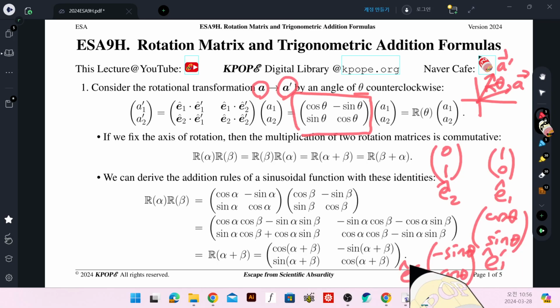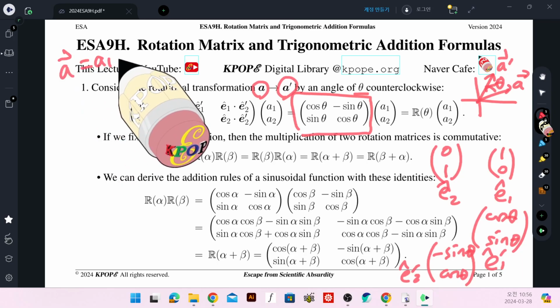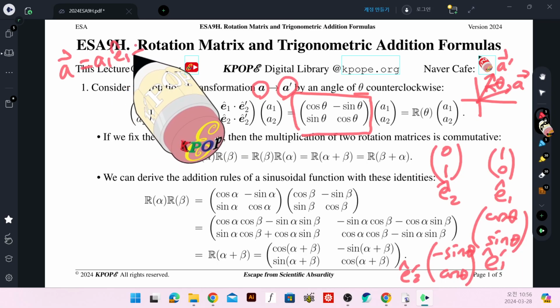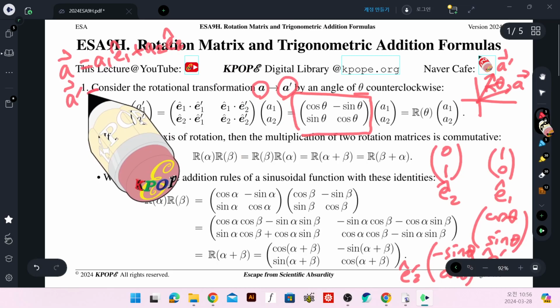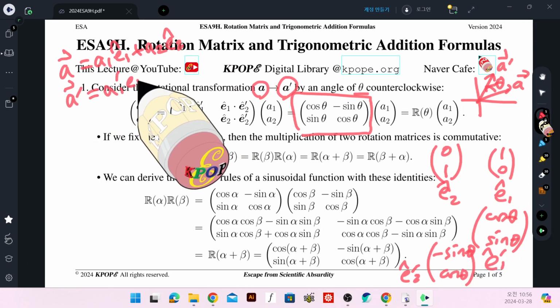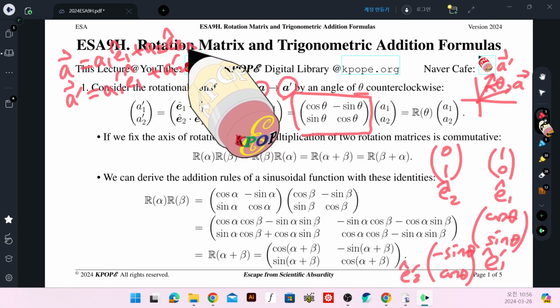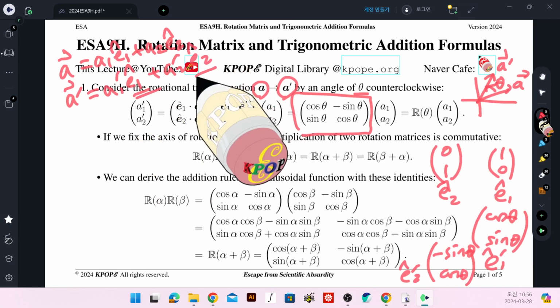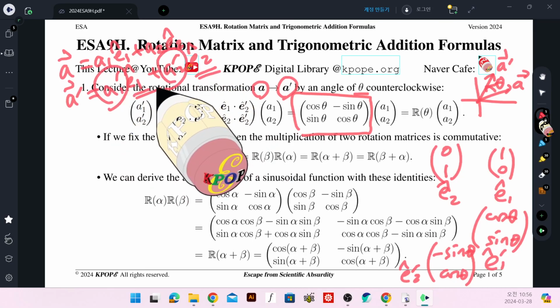As a result, the Cartesian components of A, which is A1 E1 hat plus A2 E2 hat, is transformed into A1 prime E1 hat plus A2 prime E2 hat. We keep the original basis vectors, and the Cartesian components have been changed.